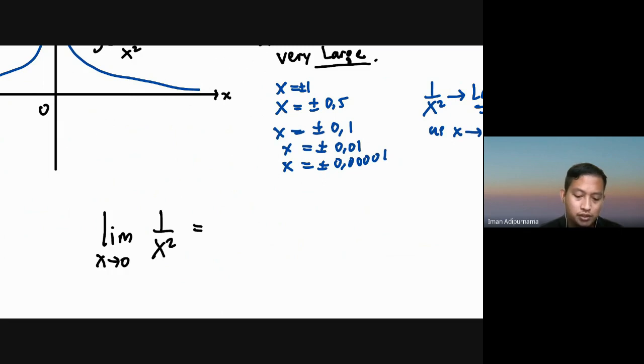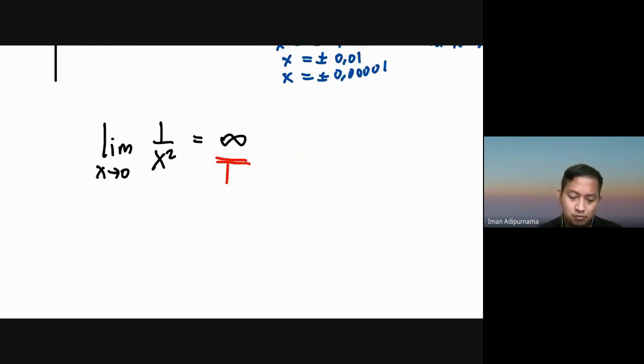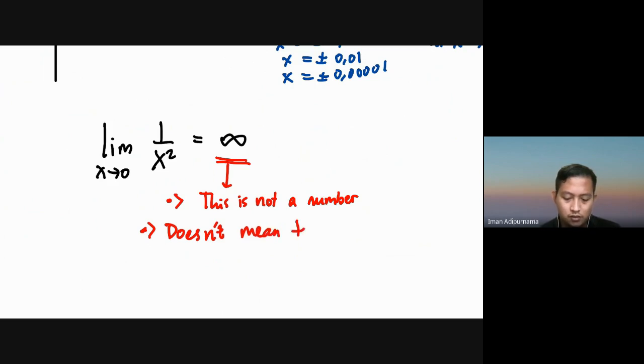We can write the notations infinite like that. But you need to remember this is quite important. This is not a number. Okay, this is not a number. And this doesn't mean the limit exists.